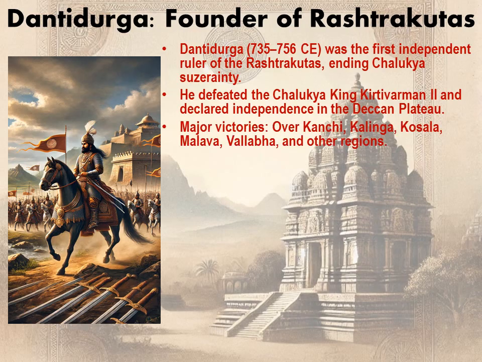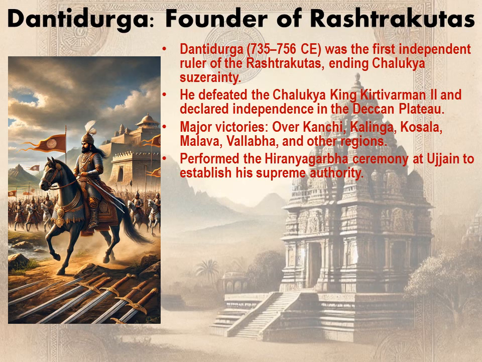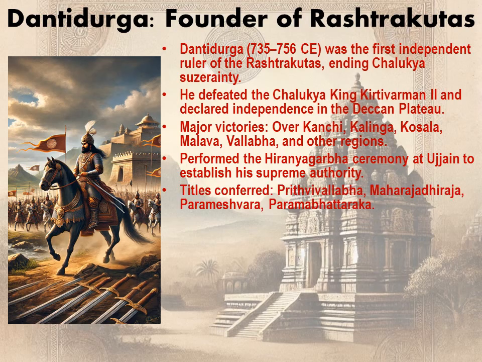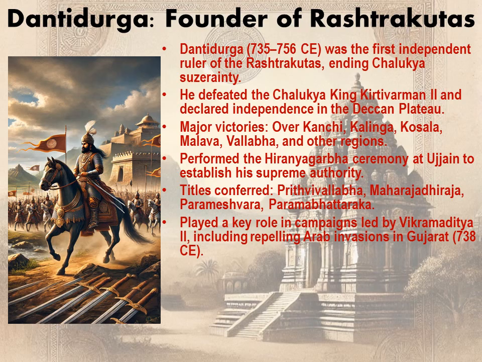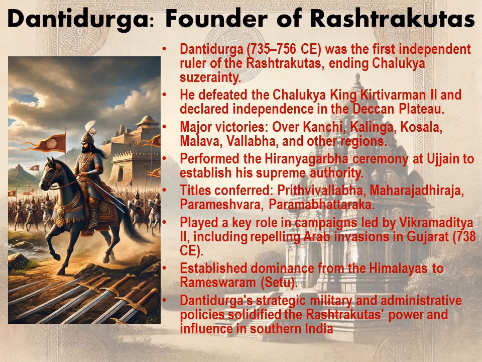Major victories over Kanchi, Kalinga, Koshala, Malava, Vallava, and other regions. Performed the Hiranyagarbha ceremony at Ujjain to establish his supreme authority. Titles conferred: Prithvi Vallabha, Maharaja Dhiraja, Parameshwara, Parama Bhattaraka. Played a key role in campaigns led by Vikramaditya II, including repelling Arab invasions in Gujarat in 738 CE. Established dominance from the Himalayas to Rameshwaram. Danti Durga's strategic military and administrative policies solidified the Rashtrakutas' power and influence in southern India.